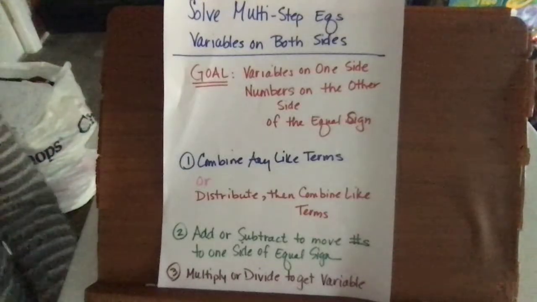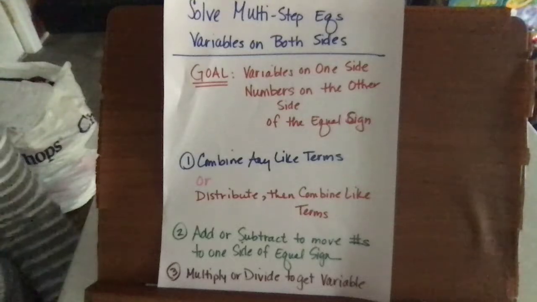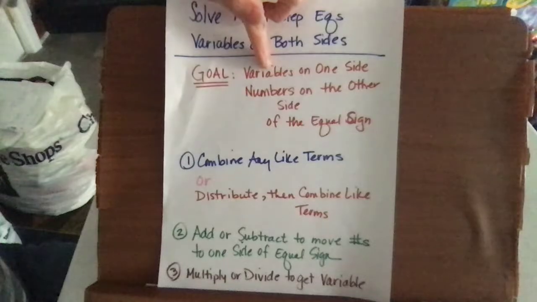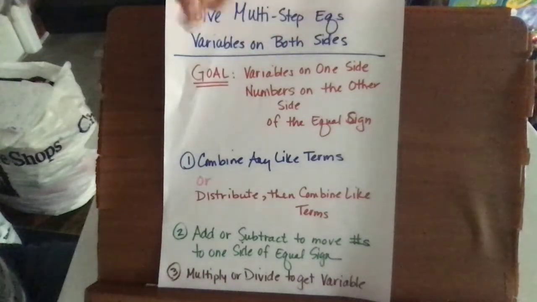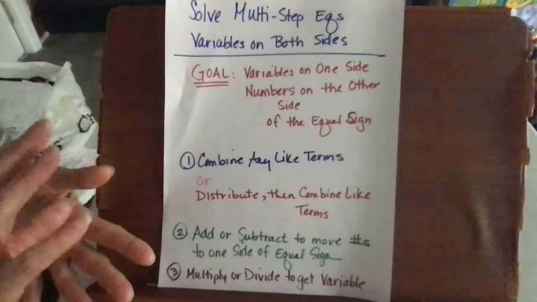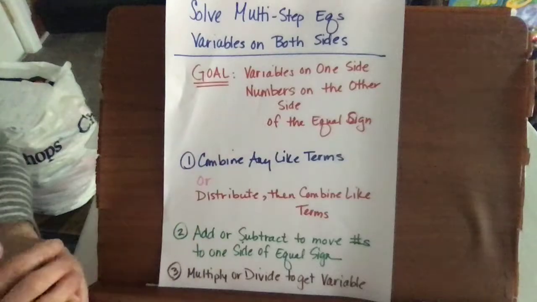All right, we're going to look at solving multi-step equations that have variables on both sides. So the way you're going to do this is you're going to have a goal, and that is to get the variable on one side of the equation and the numbers on the other side. And what we mean by the other side and the one side versus the other is that you want them on opposite sides of the equal sign.